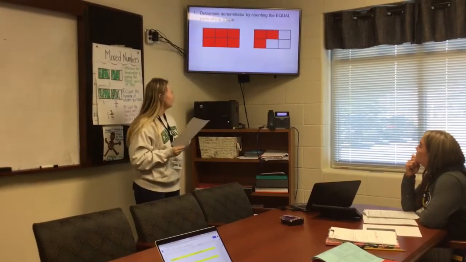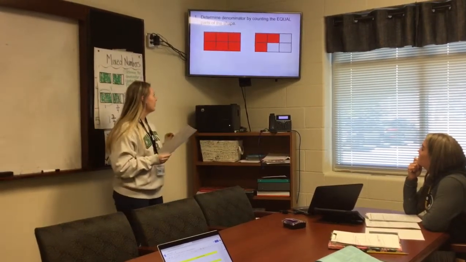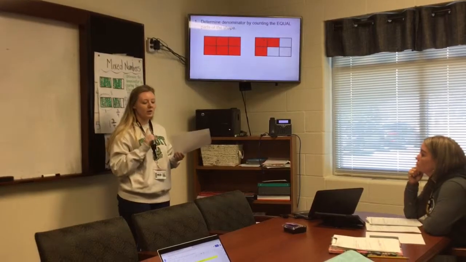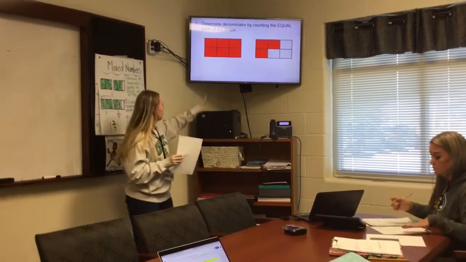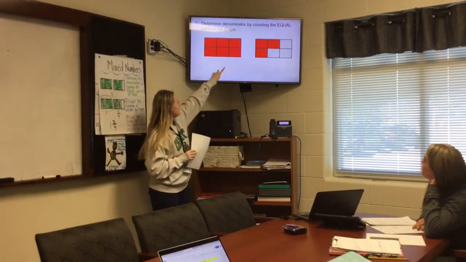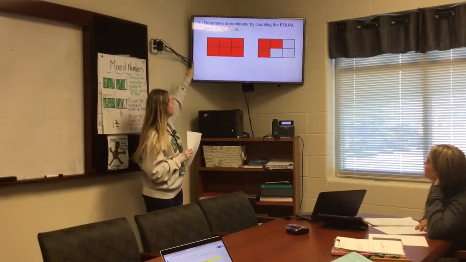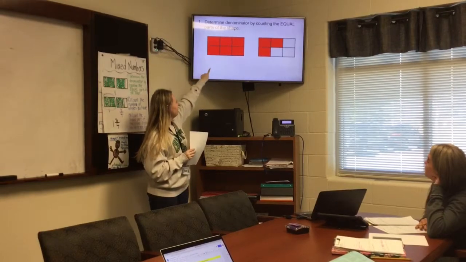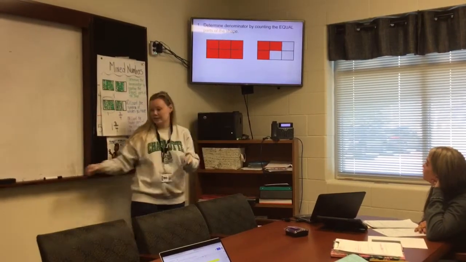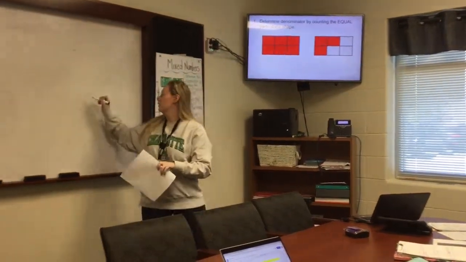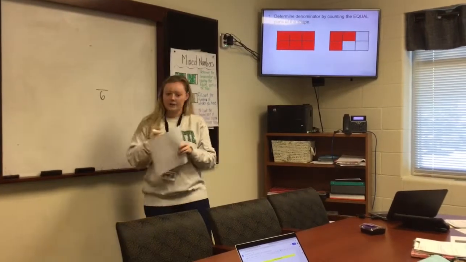So we have a couple steps to create a mixed number. The first thing that we have to do is determine our denominator by counting the equal parts of one whole. So when I'm looking up here at my shapes, I see this shape, this red rectangle, is one whole. So I'm counting my pieces, 1, 2, 3, 4, 5, 6. So my denominator for my fraction will be 6.